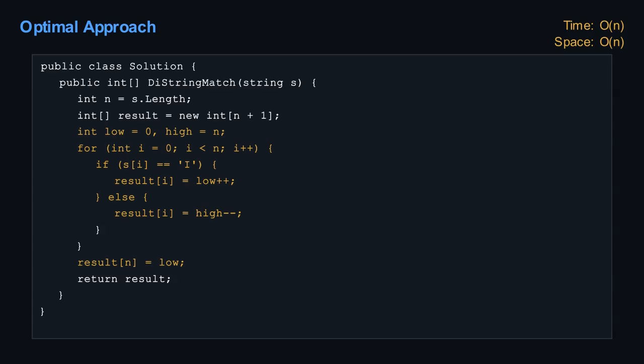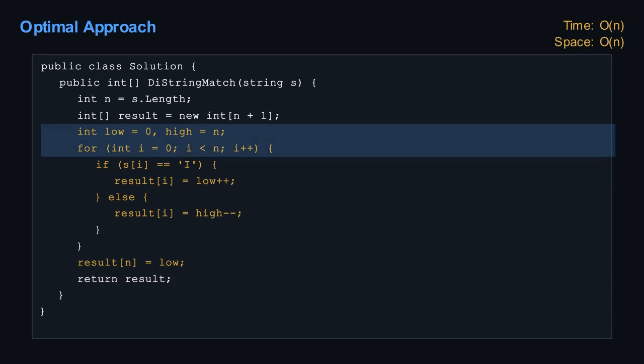The key insight here is a greedy one. To satisfy an I increase condition, we should use the smallest available number. To satisfy a D decrease condition, we should use the largest available number. This strategy ensures we always have the widest possible range of numbers remaining for future choices.